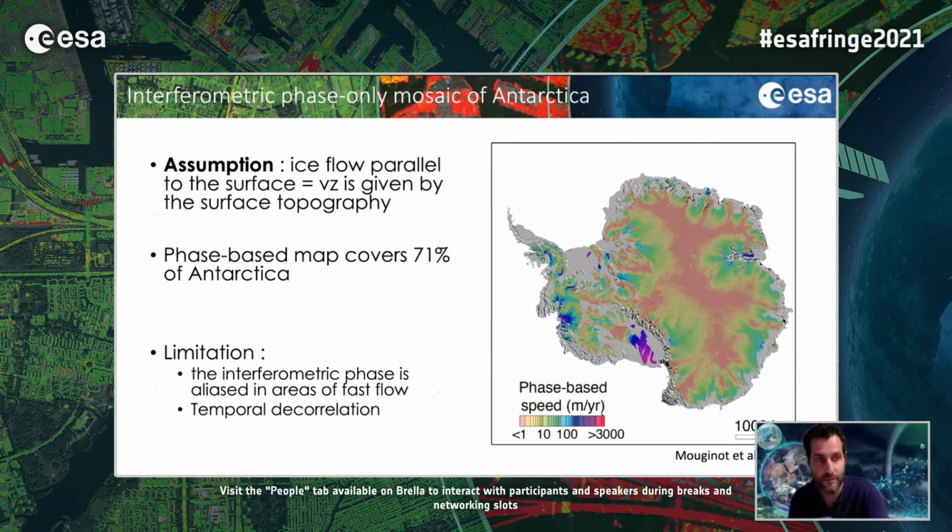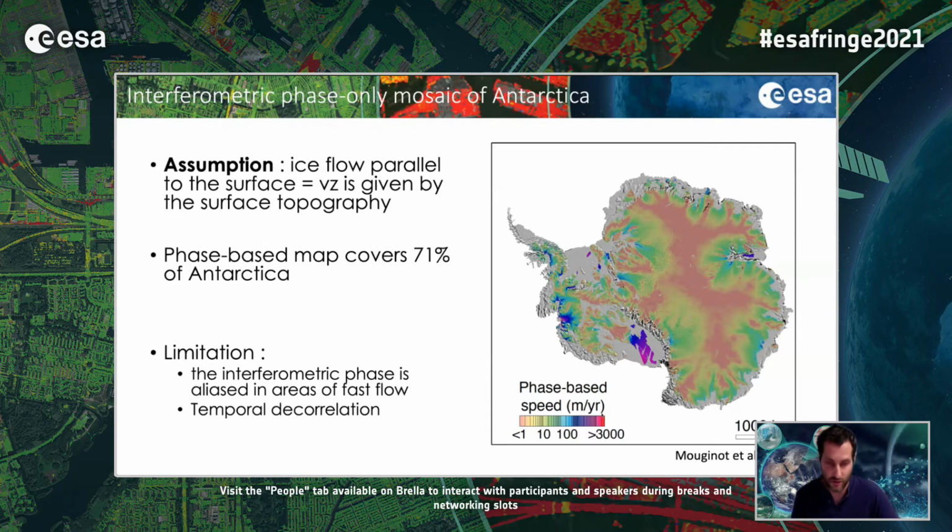And this map was assembled using ice flow parallel to the surface. So we have 2 components, and we have to assume something for the third one. We just assume that the ice is flowing parallel to the surface, and then the vertical component is given by an external DEM. Here it was again TanDEM-X DEM over Antarctica that would give you the vertical component. Using it, we can cover 71% of Antarctica with phase. It corresponds to the region where the signal to noise ratio for speckle tracking is the worst, so it's a good thing.